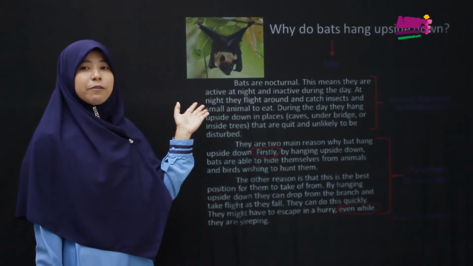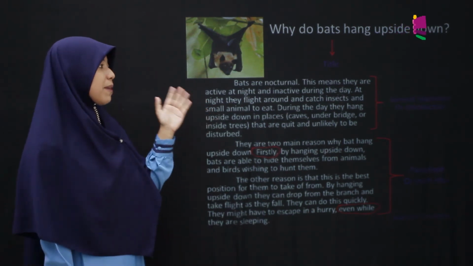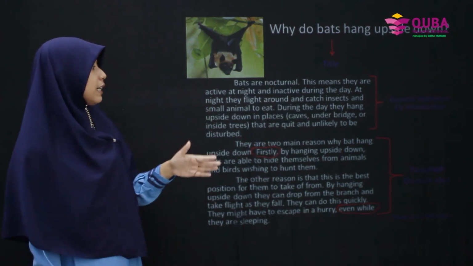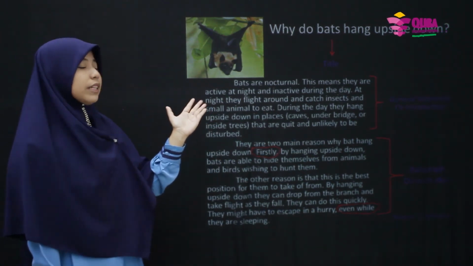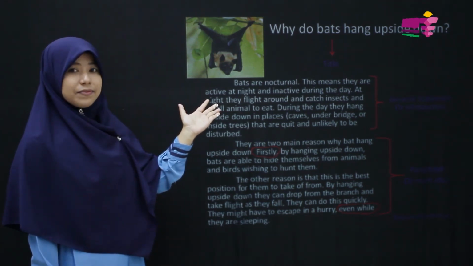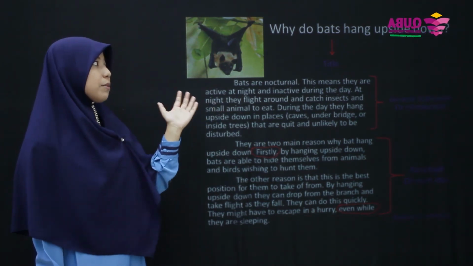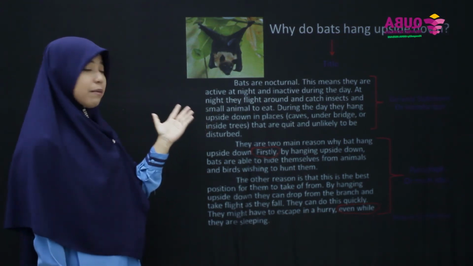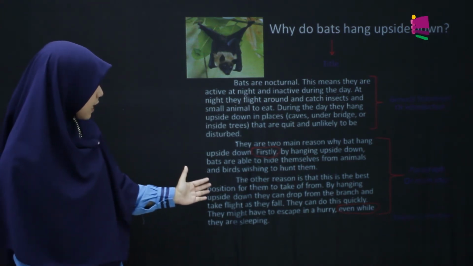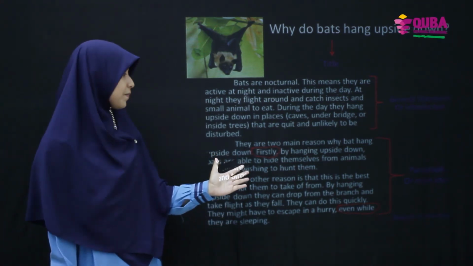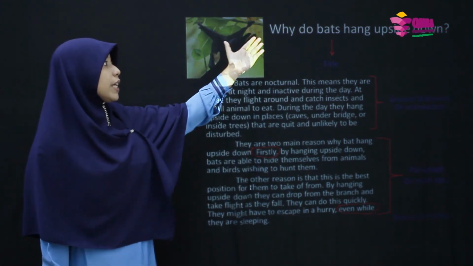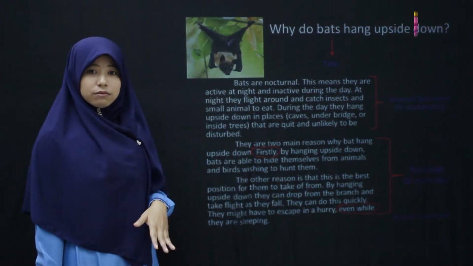Okay, in this first paragraph, we can call this a general statement or introduction. Look here. It is only introducing the bats. Bad habit maybe, or bad place. Okay. How about the second and the third paragraph? They tell us the reason why bats hang upside down.